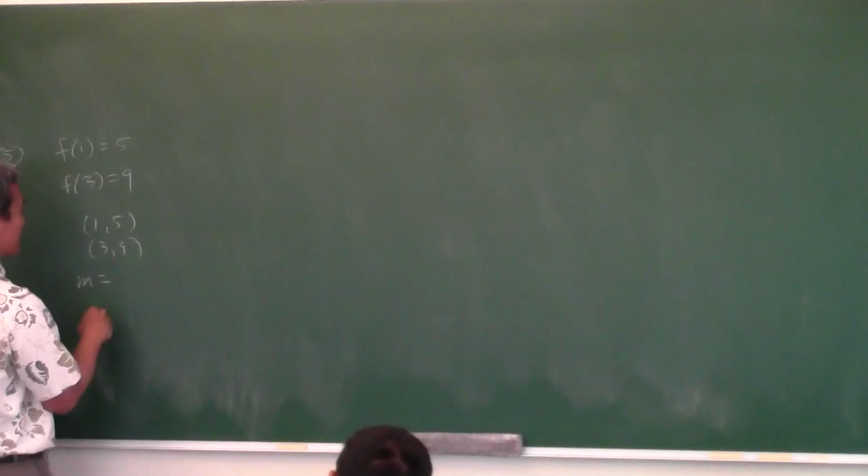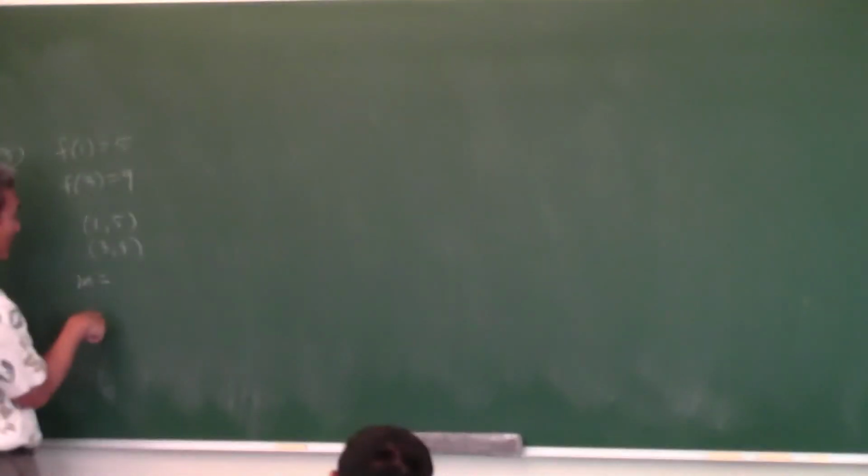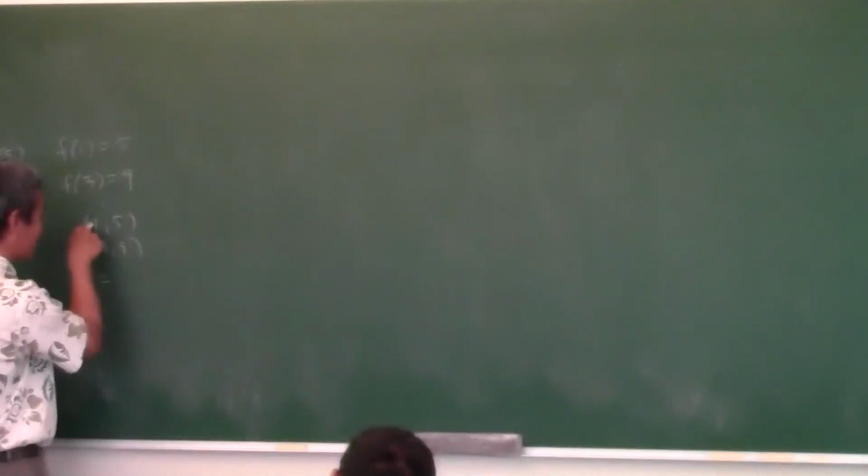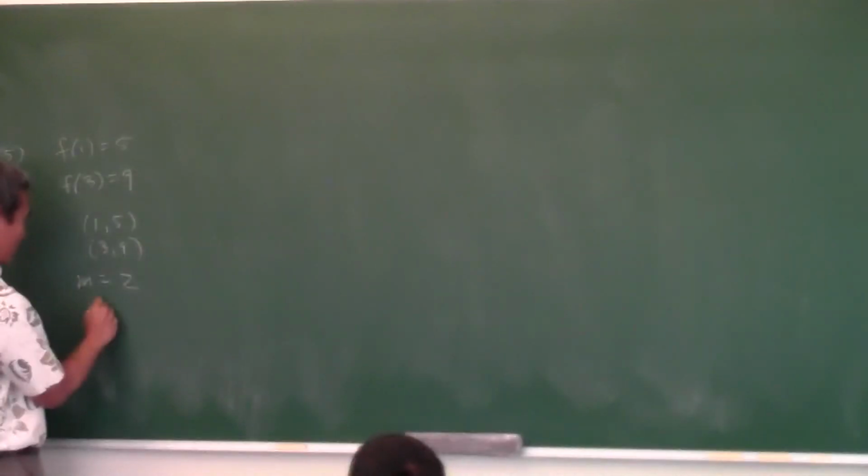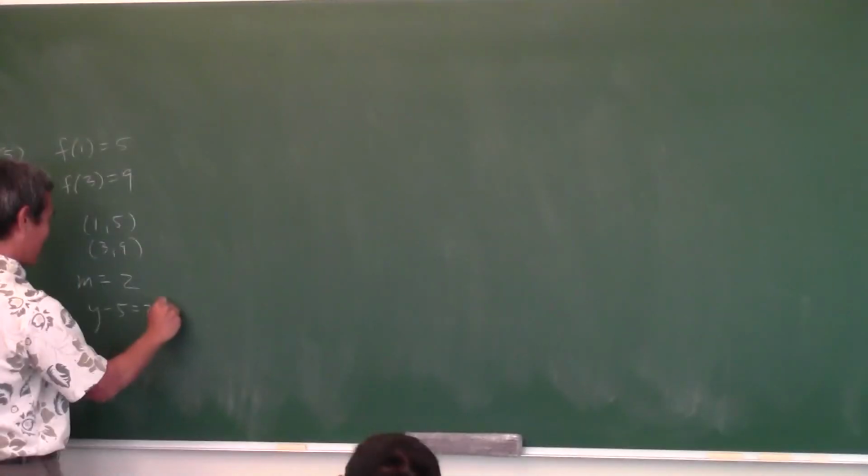First you find the slope. So let's see if we can do this. This is all single digit numbers. What is y minus y over x minus x? 2. So which point do you want to use? Pick one of these points. Top or bottom? Okay, so y minus 5 is equal to 2 times x minus 1.